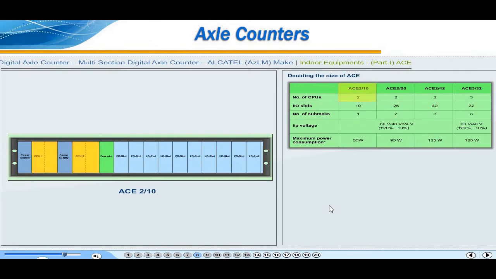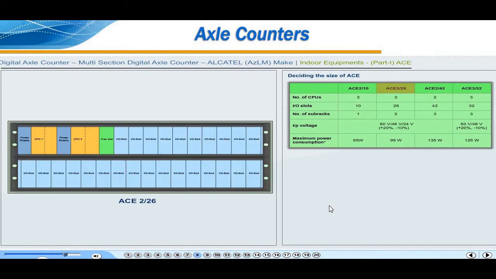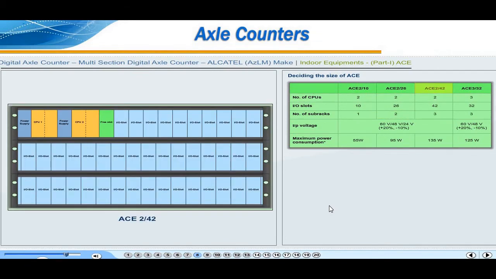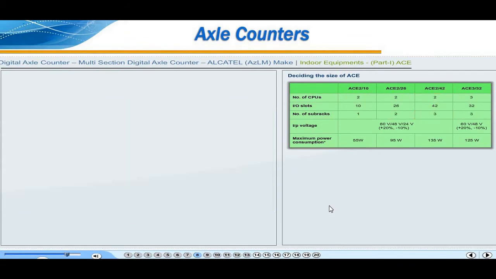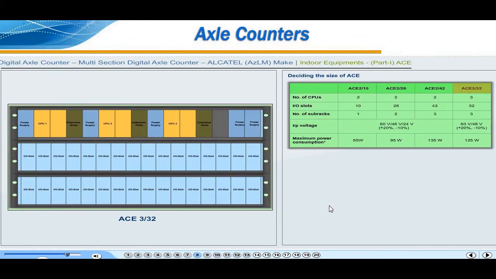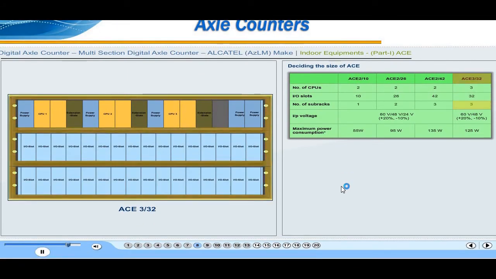ACE2/10 has two CPUs with 10 input-output slots and one subrack. ACE2/26 has two CPUs with 26 input-output slots and two subracks. ACE2/42 has two CPUs with 42 input-output slots and three subracks. ACE3/32 has three CPUs, of which one is redundant, with 32 input-output slots and three subracks.